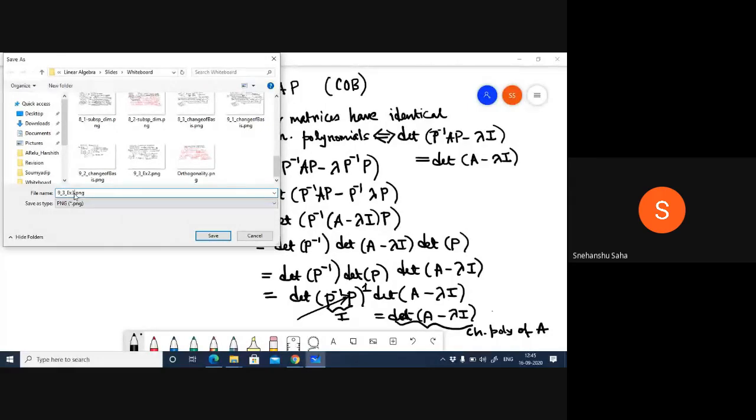I asked a similar question in the test, saying that if there are two matrices, AB and BA, then their characteristic polynomials or their eigenvalues will be the same. The proof follows a similar spirit.